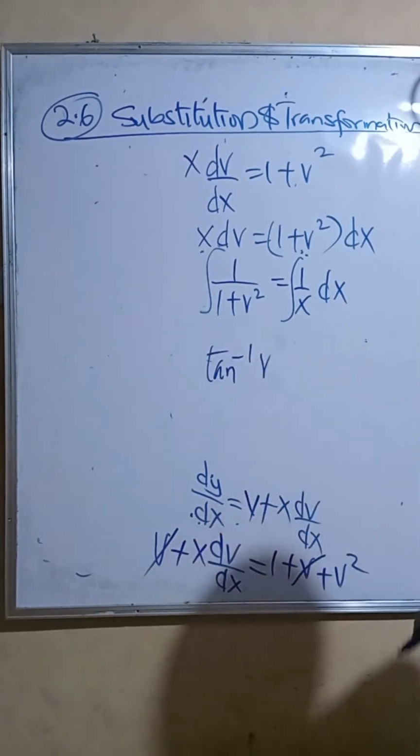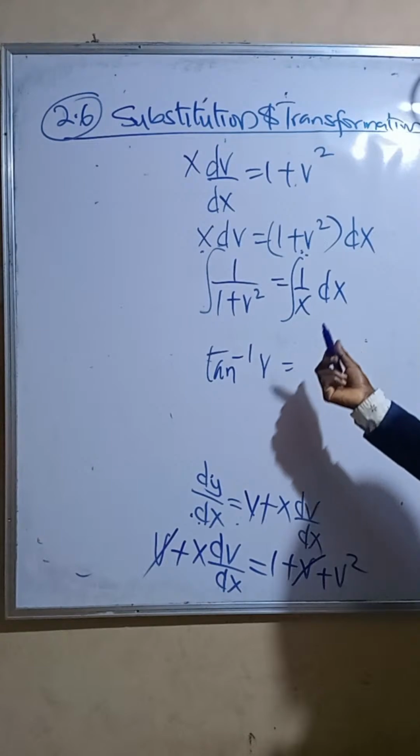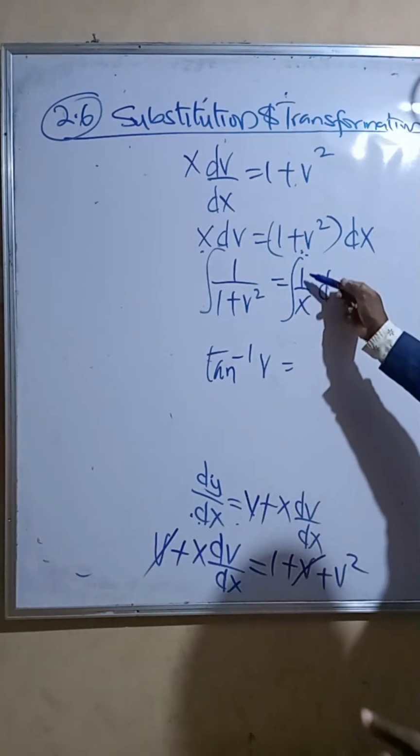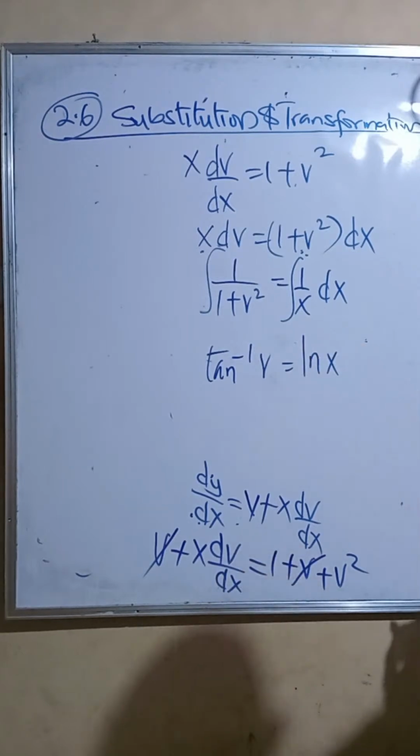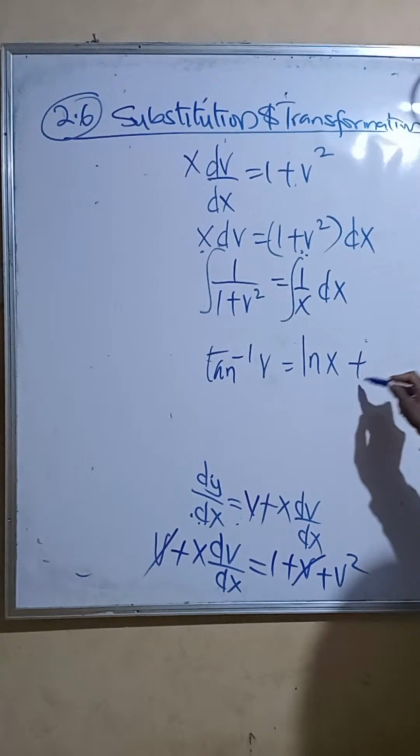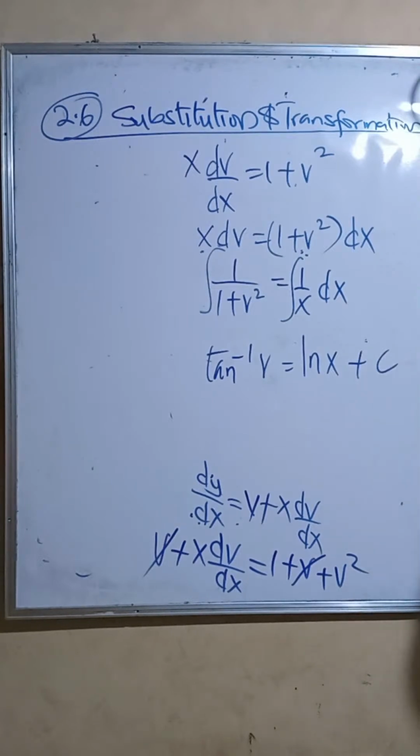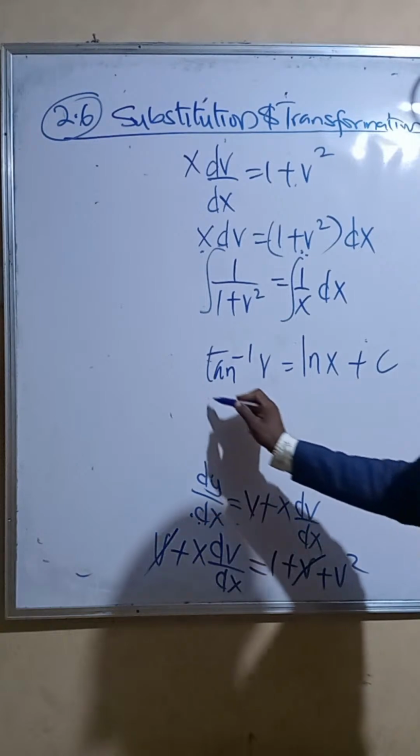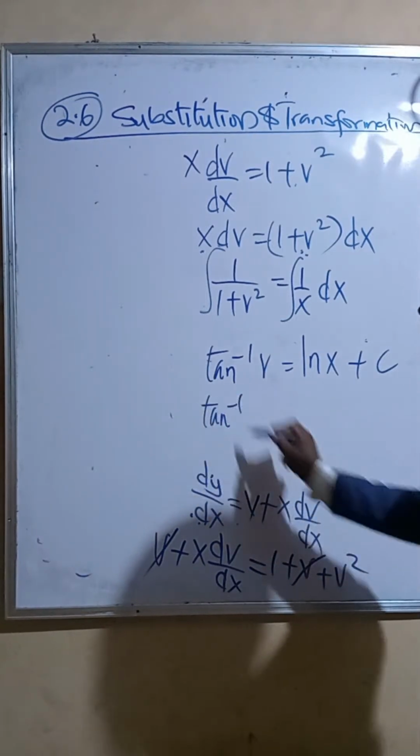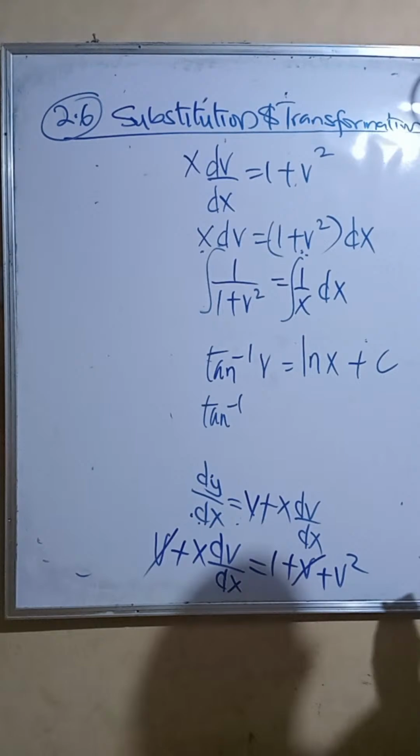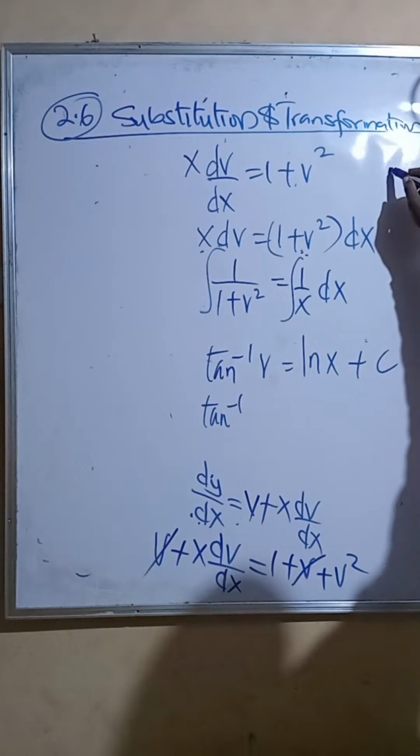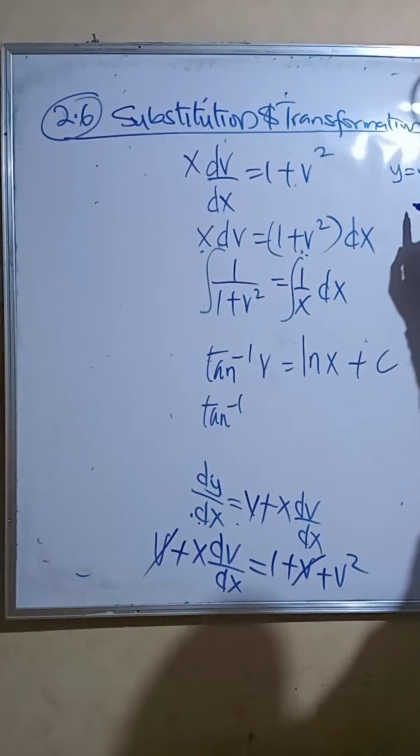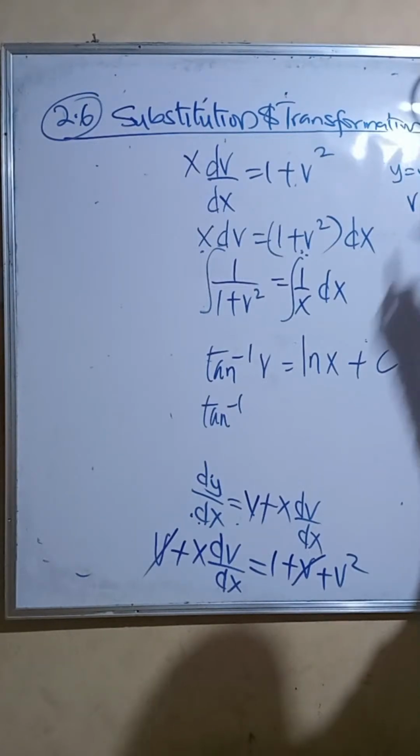So arctan v equal to what? This one is going to be, if you integrate 1 over x, that will be ln x, plus c. Then you can substitute, because v was not part of the question. We turn that back. v is what? I think we said y is vx. So v is equal to y over x.